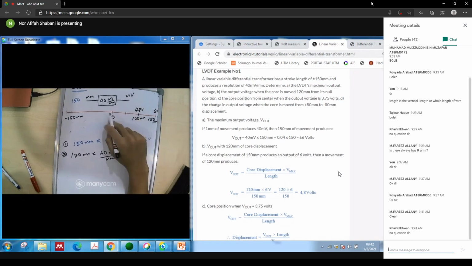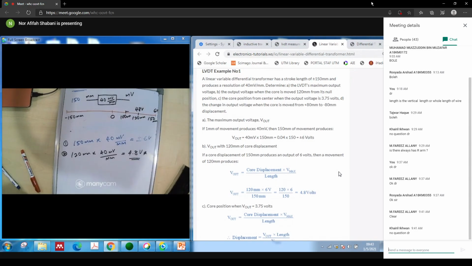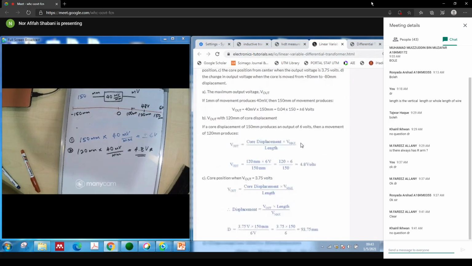For example, if your core moves to maybe 100 millimeter, you can find the range of this one. Done. And the next is the core position from center when the output voltage is equal to 3.75 volt.